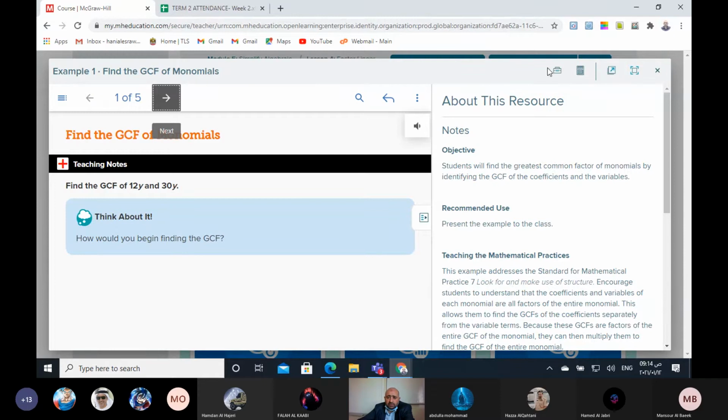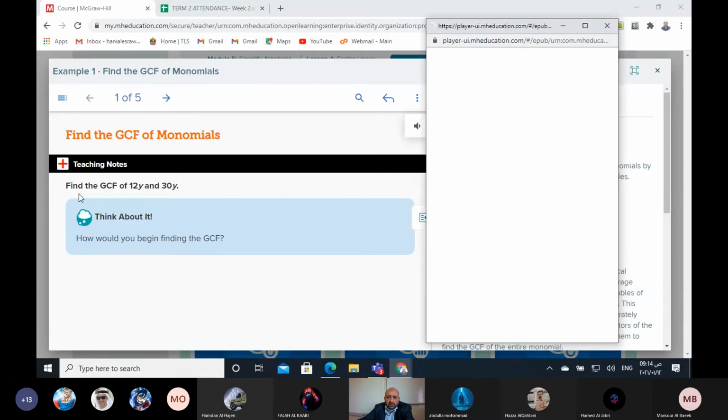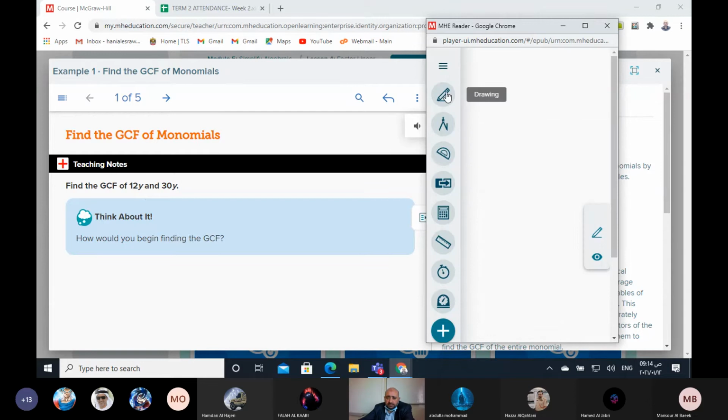The question now: find the GCF of 12y and 30y. The first step, take the coefficient 12 and the coefficient 30. Then find between them the GCF.